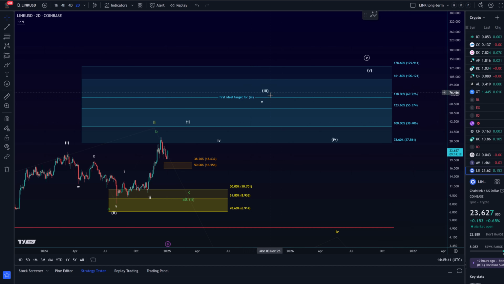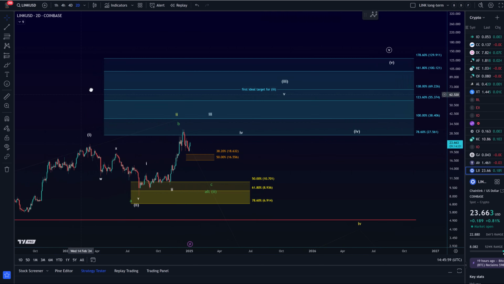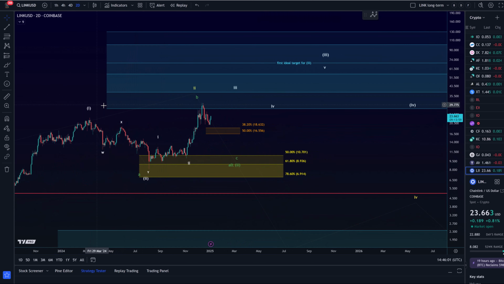a very important milestone target for this third wave. That's the first ideal target for this larger degree third wave. That milestone target is located at $69. Now below $16.55, or let's say $16.50, I would have to change my view, because that is when the scenarios are likely going to be changing.